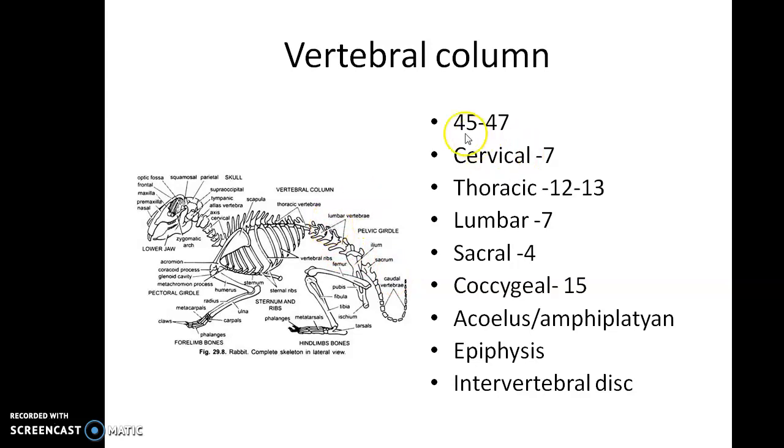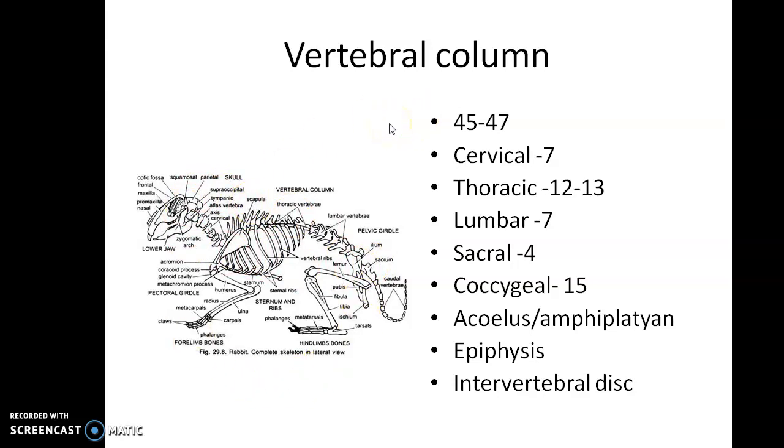So that is why it is written as 45 to 47. The range is from 45 to 47. Cervical won't change, it is always 7. Thoracic can be about 12 to 13 in some. In lumbar, it is only 7. While sacral is also fixed, it is only 4. The caudal can change. It can be either 15, 16 or 18. So, this is the vertebral column.